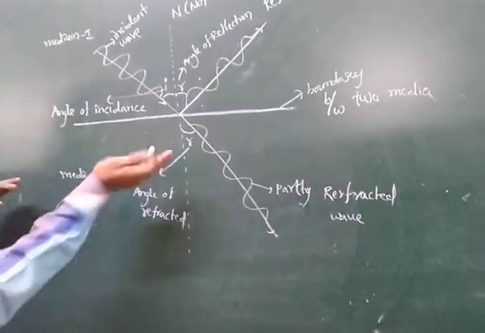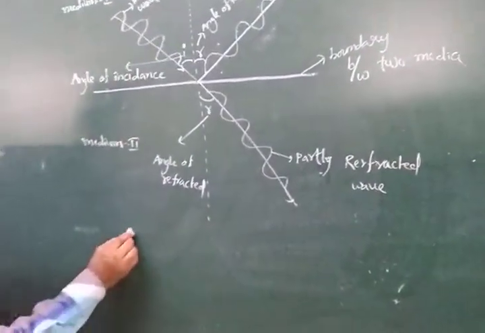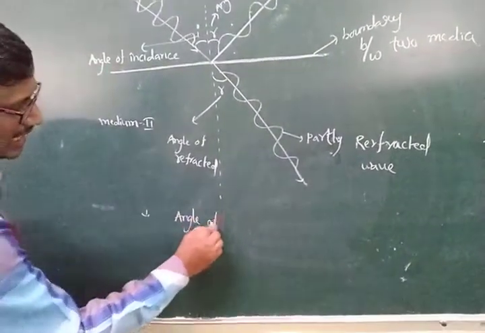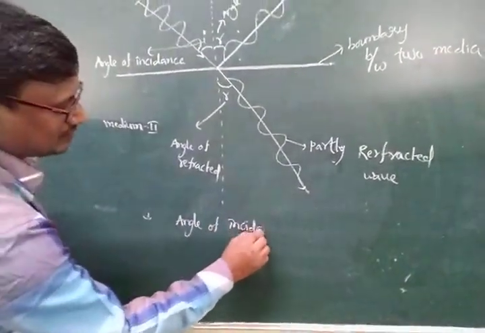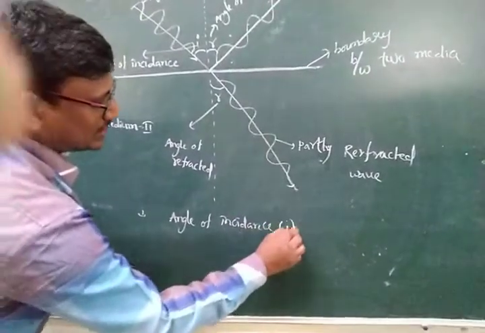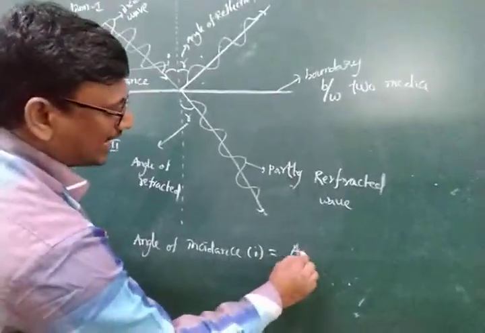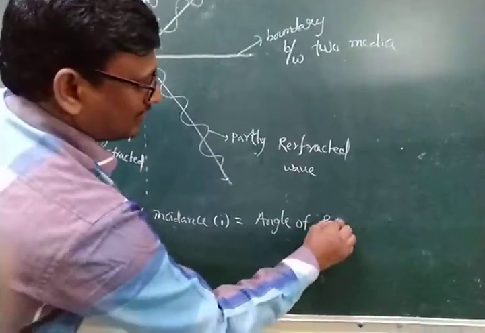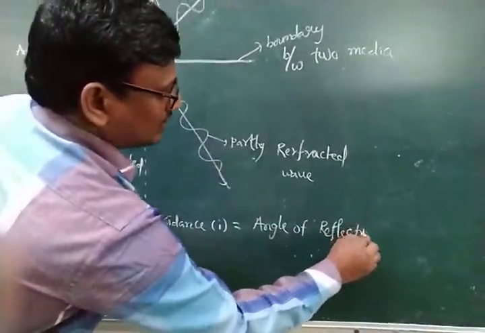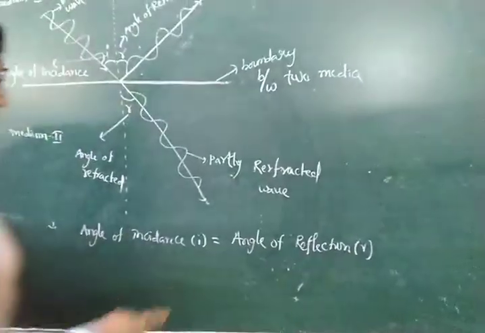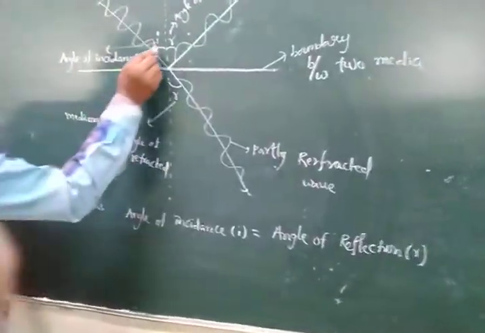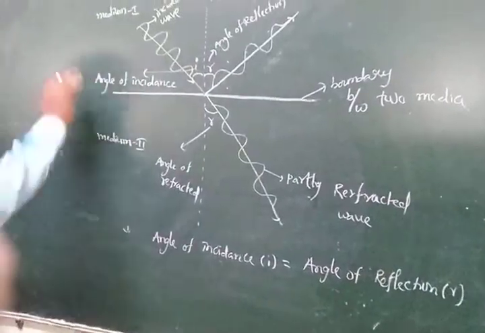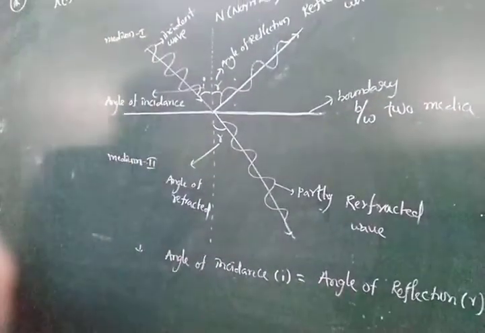This is called the reflection of a wave. Here there is one condition: the angle of incidence I is equal to the angle of reflection. The angle of reflection is denoted by R. That is, I is equal to R. The angle of incidence is equal to the angle of reflection. This is called the reflection of a wave.